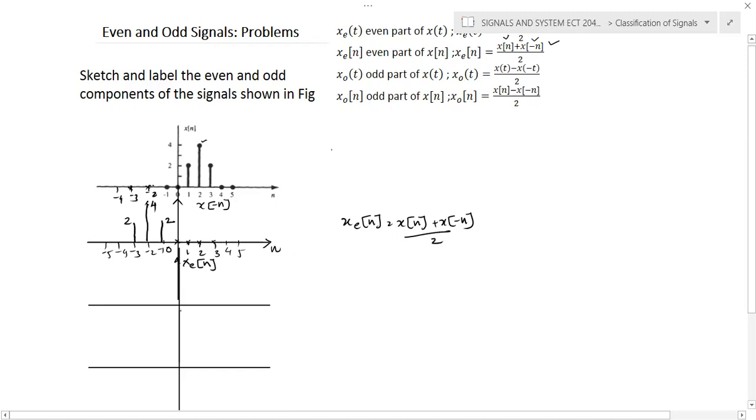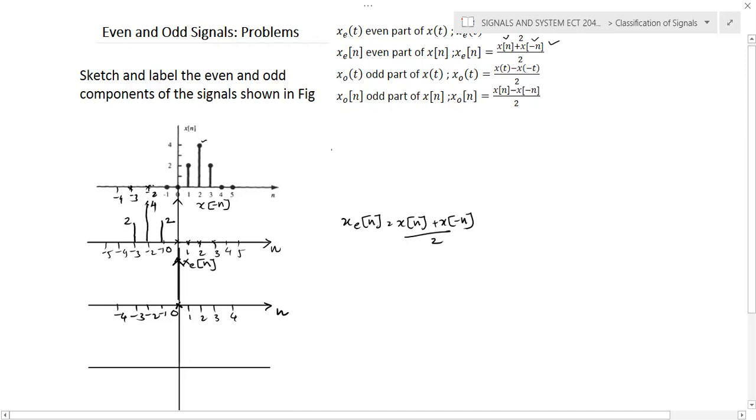Okay. So again, we need to indicate the index values 1, 2, 3, 4. So this is n, and this is xe of n. Here it is minus 1, minus 2, minus 3, minus 4, etc. Okay, so we can start from 0 onwards. So at 0, the function value of x of n is 0, and for x of minus 1 is also 0. So 0 plus 0 by 2. So we'll get 0 here.